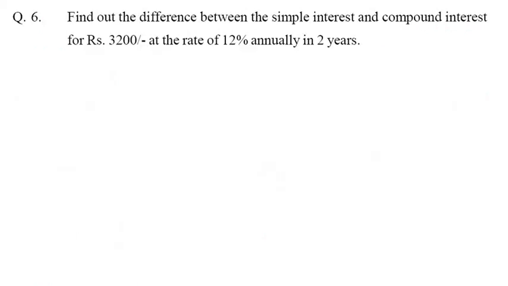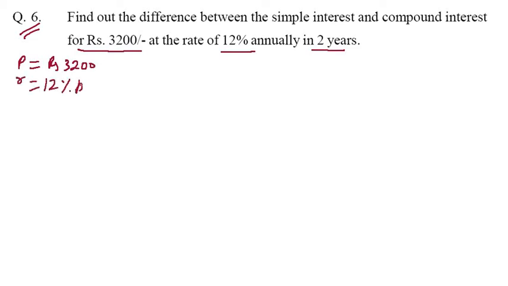Now come to question number 6. Find out the difference between the simple interest and the compound interest for rupees 3200 at the rate of 12% annually in 2 years. So let us calculate it. First of all, principal is given as rupees 3200, the rate of interest is 12% per annum, and the time, n or you can say t, is equal to 2 years.